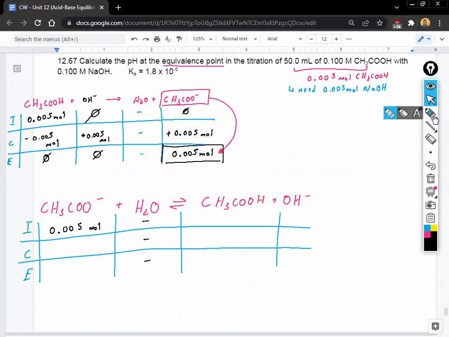So if you fill out the rest of the ice table, you should recognize you have no acetic acid, right? Because it got neutralized in the beginning. You don't have any hydroxide because it got neutralized in the beginning. Basically, all you're doing is taking the equilibrium values and bringing them to the new initial state. Because what happened was the acid and the base reacted. It's all gone. And all it makes is the acetate ion.